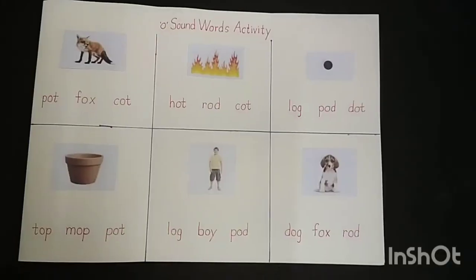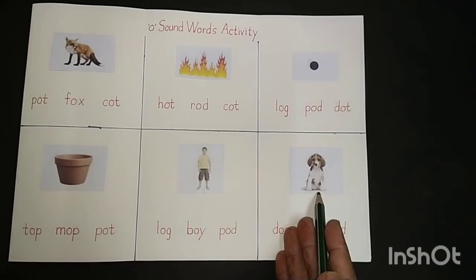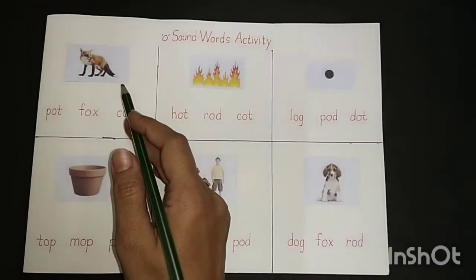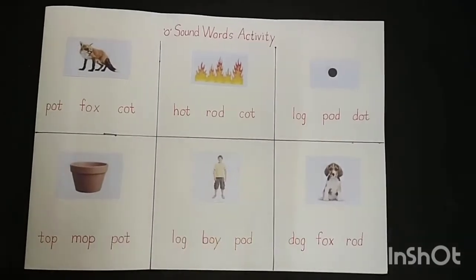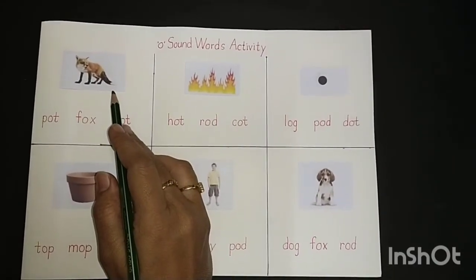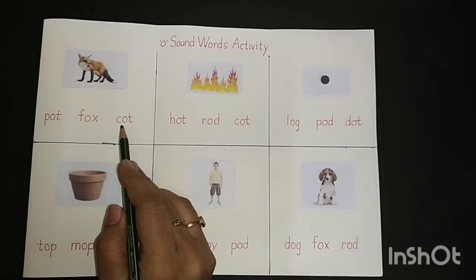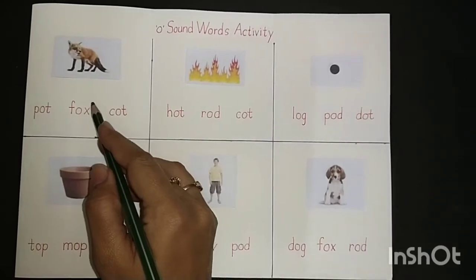Kids, now we will do one activity related to O sound words. Kids, here are the pictures of O sound words under which I have written 3 O sound words. What we have to do? We have to recognize the picture and we will read all 3 words. Then we will circle the correct word.